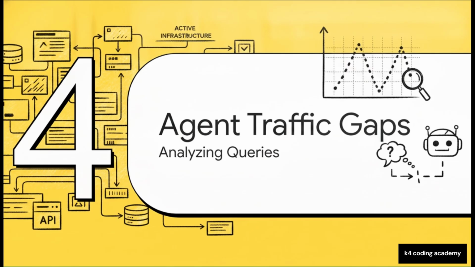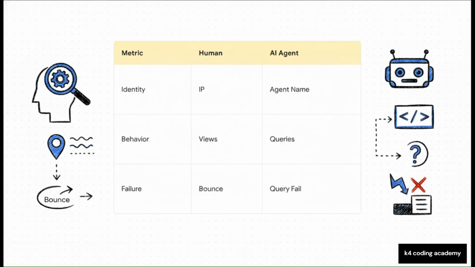Now, Section 4, analyzing agent traffic gaps. If we're treating documentation as active infrastructure, we have to measure it like an API. Modern analytics platforms are finally separating human readers from AI agent traffic. While human metrics look at standard stuff like IP addresses and bounce rates, for AI agents, we track the specific agent name, like Cursor or Claude, and the actual programmatic queries they run. Most importantly, we track their failure points. We want to identify those exact queries where an agent struggled to retrieve data so we can proactively patch those documentation gaps before a human developer ever notices an issue.